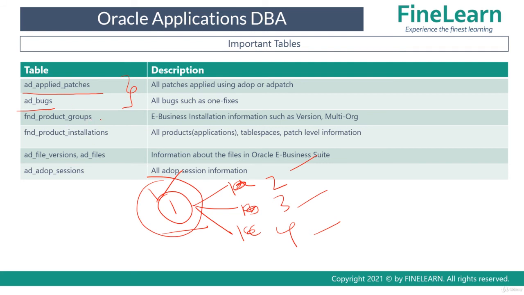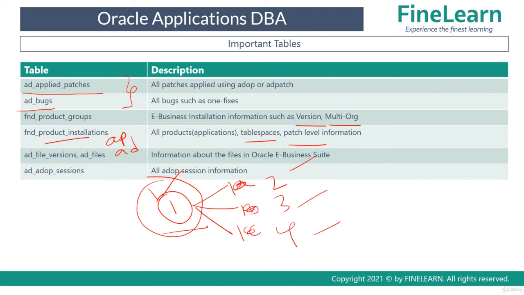FND_PROD_GROUPS contains information about your E-Business Suite installation: what is the version of your E-Business Suite, whether it's enabled with multi-org or not, etc. And FND_PRODUCT_INSTALLATIONS gives information about your products. For example, what are the different applications that are there, what are the default tablespaces, what is the patch level information, etc. For example, I can find information about the AP product, its default tablespace, and its patch level. Similarly, the AD product, that is Applications DBA.